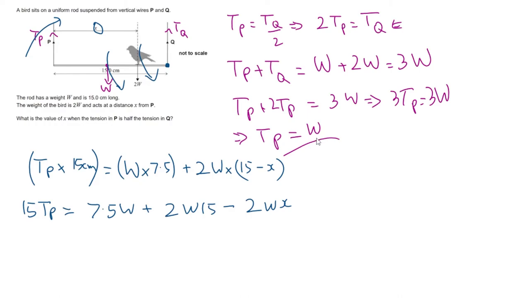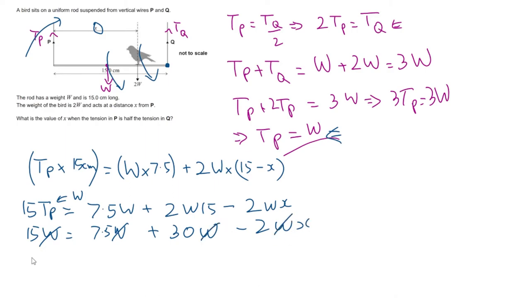Now TP we've just discovered up here is equal to W, so I can write W for this. Therefore we have 15W equals 7.5W plus 30W minus 2WX. Now brilliantly here, we can see that every element of this equation has a W in it, which we can therefore cancel out. So let's get rid of our Ws, like so. That leaves us with 15 equals 7.5 plus 30 minus 2X.